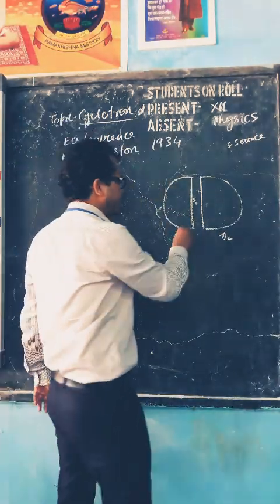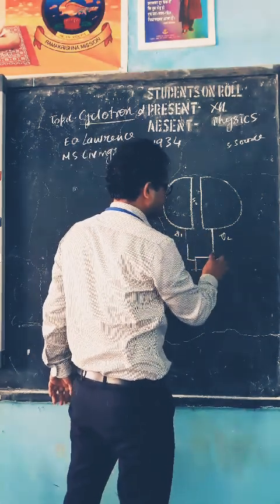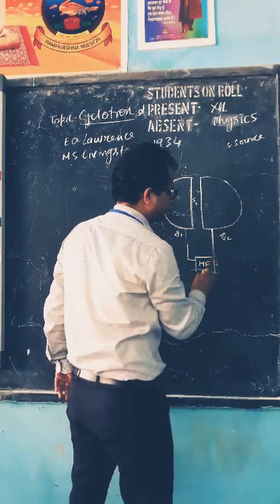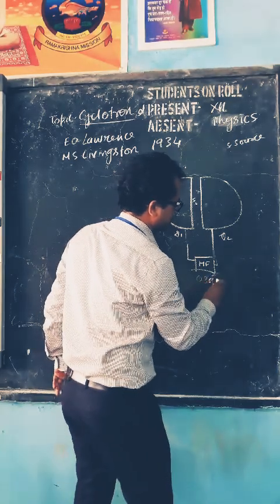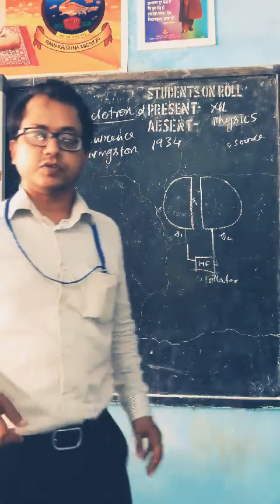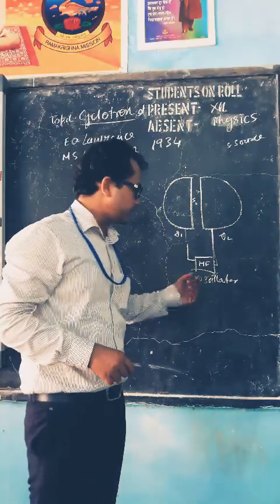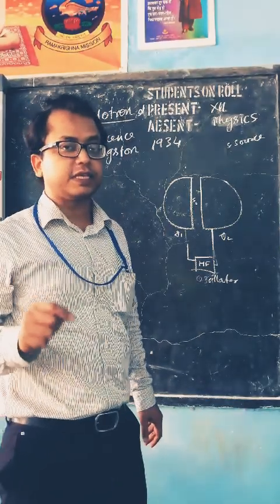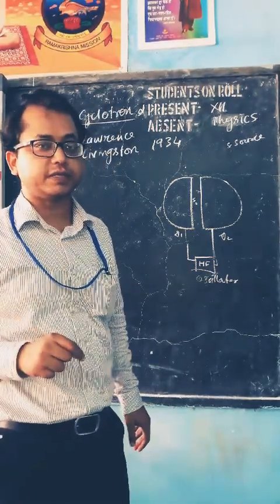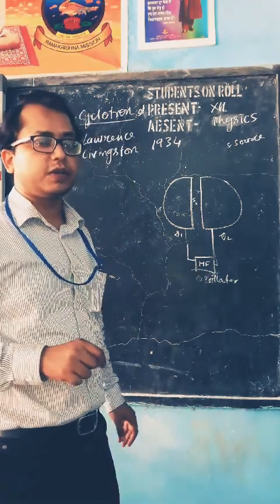And these two Ds are connected to a device, and that device is a high frequency oscillator. You know that in our houses we use AC sources. In the same way, it is also like that, but its frequency is very high. In our houses, the frequency that we get is only 50 Hertz, but its frequency is very high. That's why it is called the high frequency oscillator.